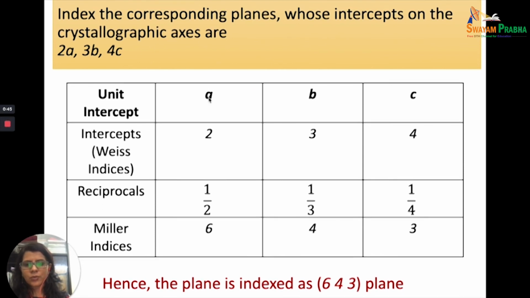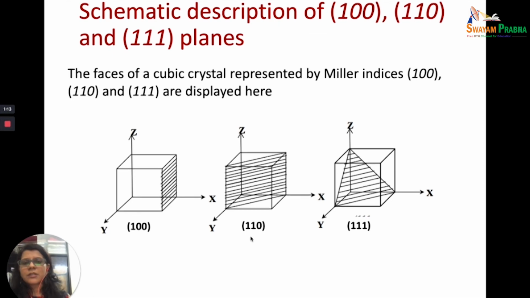Another one: 2a, 3b, 4c. The intercepts are 2, 3, 4. You take a reciprocal, 1 by 2, 1 by 3, 1 by 4. You get the Miller indices as 6, 4, 3. Why? Because the LCM of 2, 3, 4 is what? 12. So when you make them into clear numbers, you get 6, 4, 3, and the plane is indexed as the 6, 4, 3 plane.